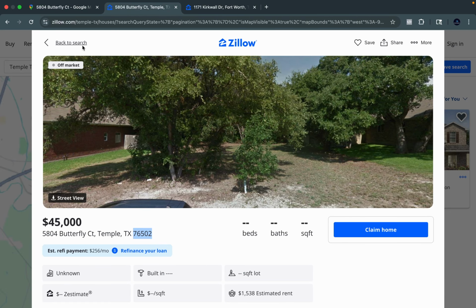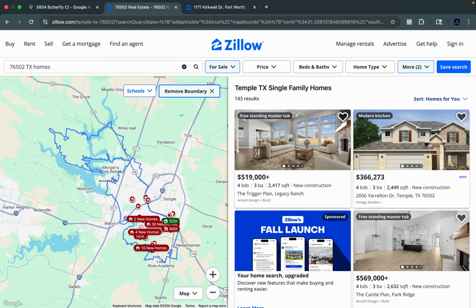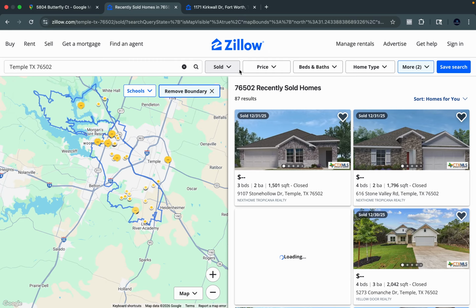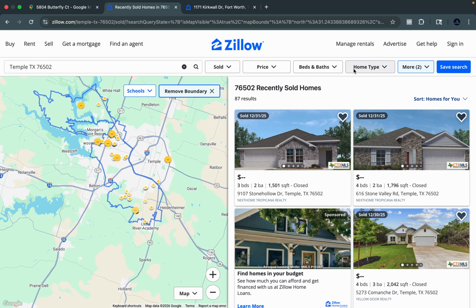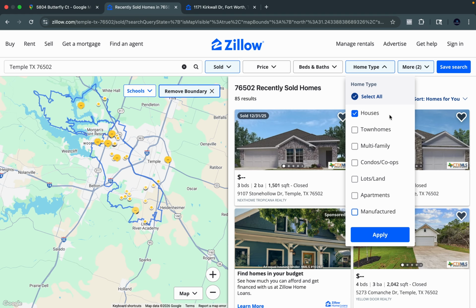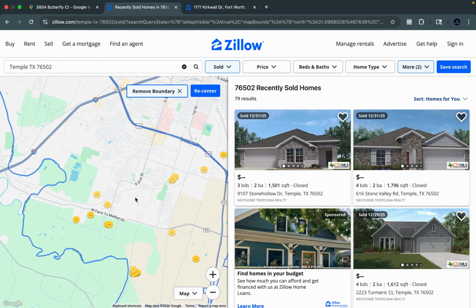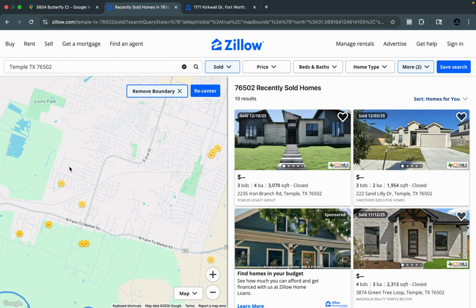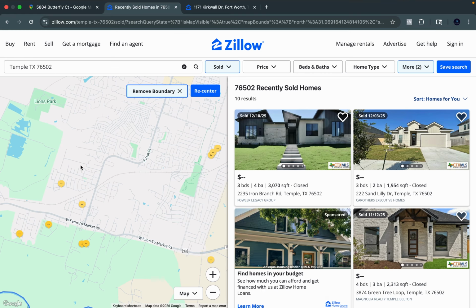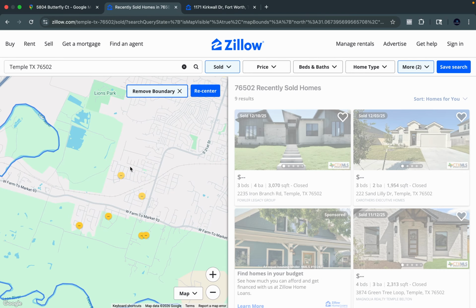All right. So the first thing I'll do now is put in the zip code so we can narrow the search. After narrowing the search, we want to filter for sold. We only look at sold properties, not listed properties. And then we also want to filter for homes. So that's the only thing we're looking at. Another thing is we want to make sure we're as close as possible to the subject property. I believe the subject property is right here. So you want to pull comps as close as you can to the subject property.